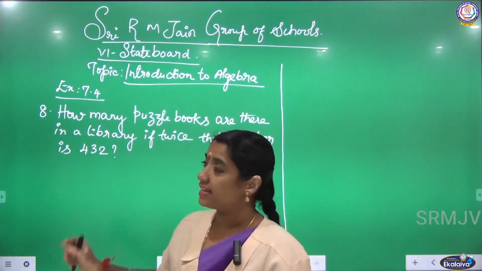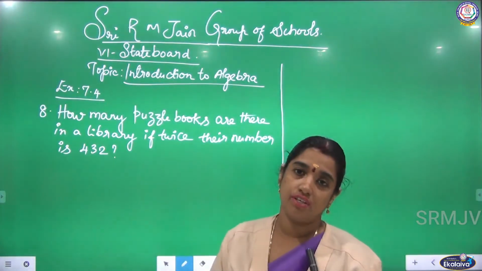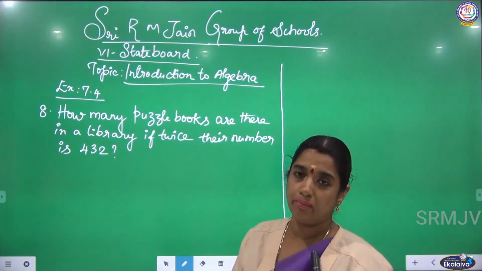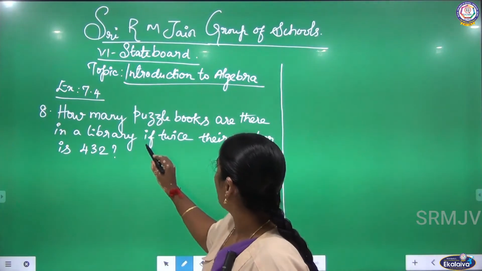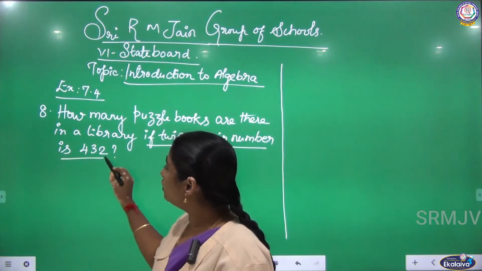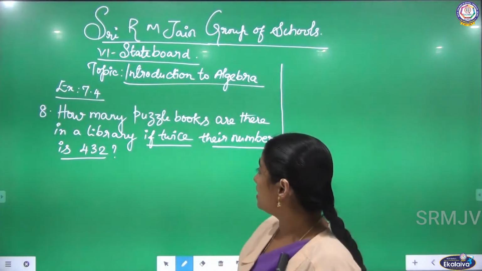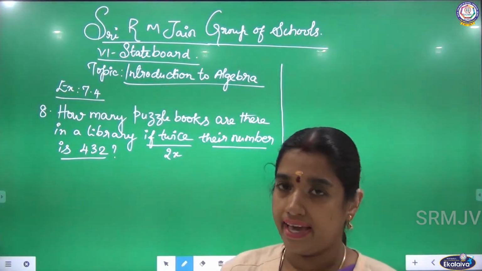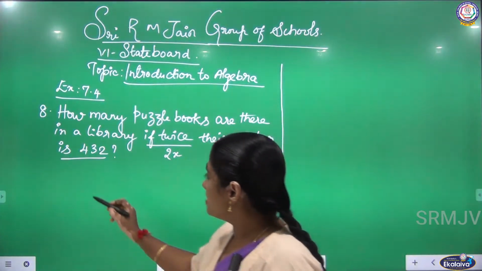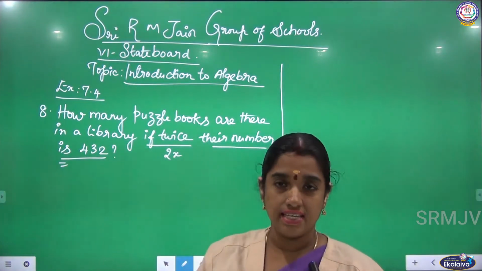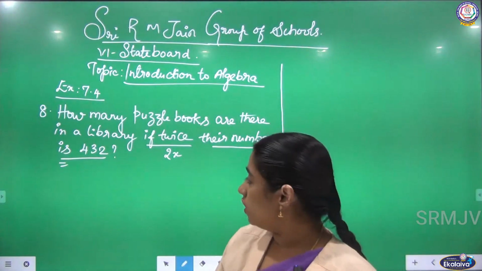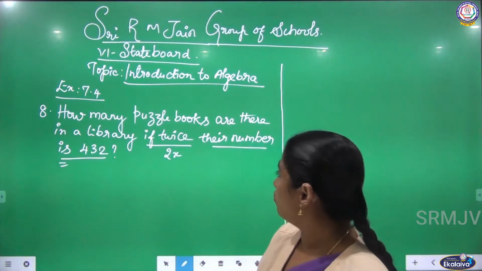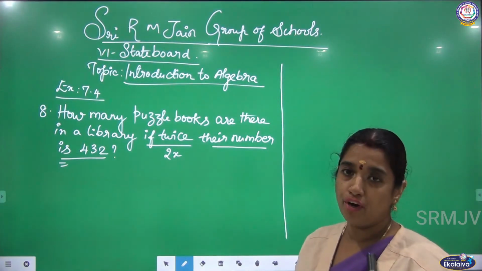Now I am going to discuss exercise 7.4, 8th sum, children. How many puzzle books are there in the library if twice the number is equal to 432? Twice the number is what? 2x. Let me assume the number to be x. Is it clear? So for that, equal to 432. I am going to find out the number of books here.